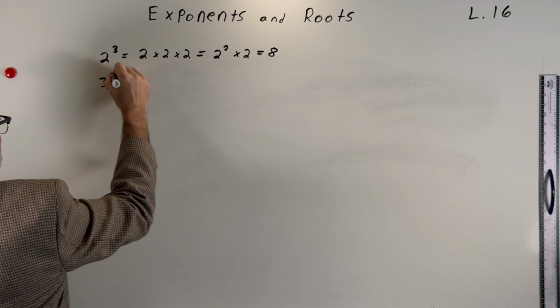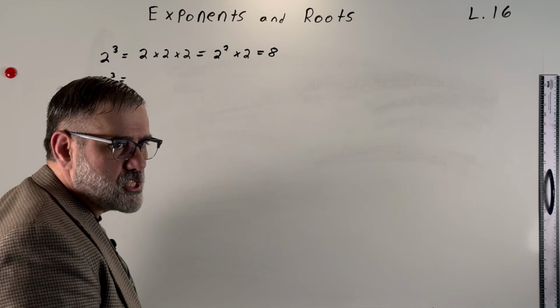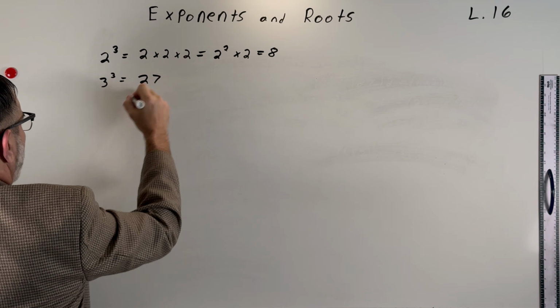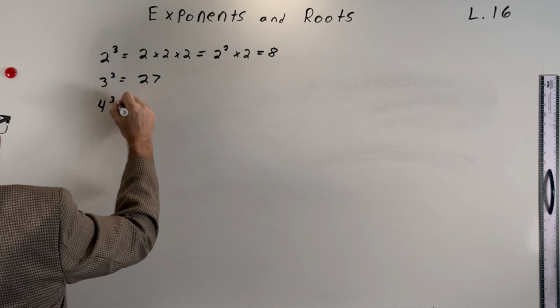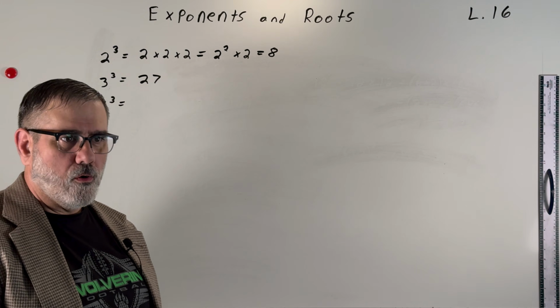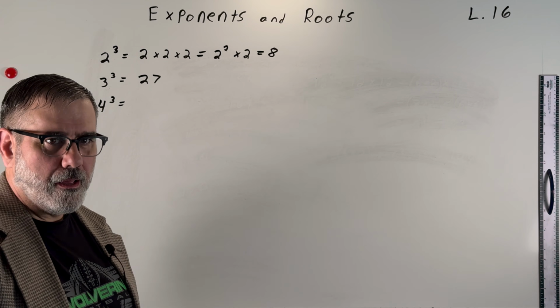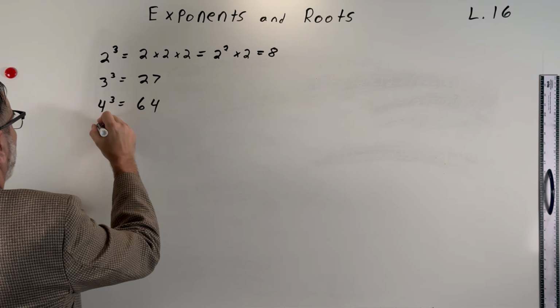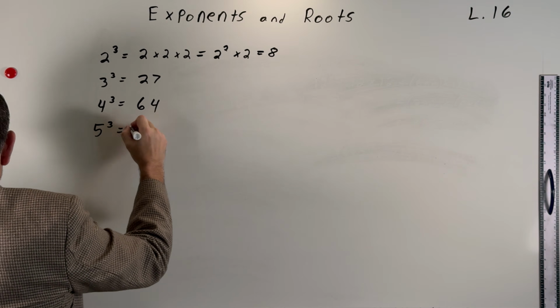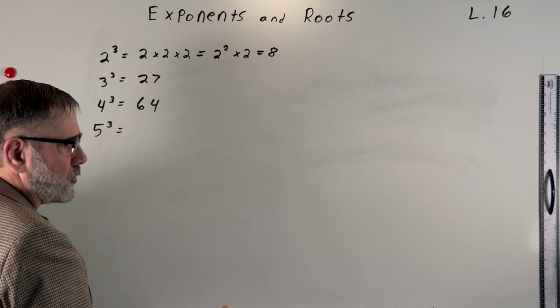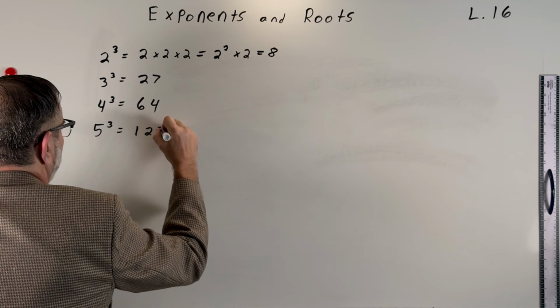Similarly, 3 cubed, well, that's going to be 3 squared, which is 9, times 3. So this is 27. 4 cubed, well, that's going to be 4 squared, which is 16, times 4. So if I multiply 16 times 4, who knows what I get? 64. So we get 64. 5 cubed, I think we just did that one. That's 25 times 5, which would be half of 250, which is 125.